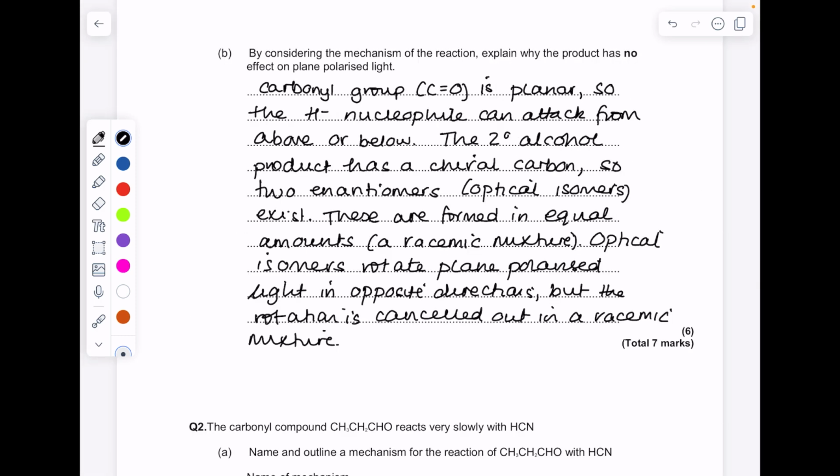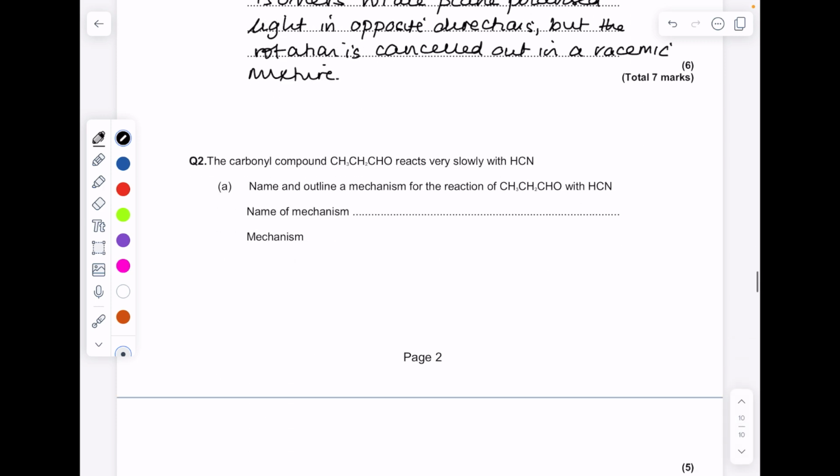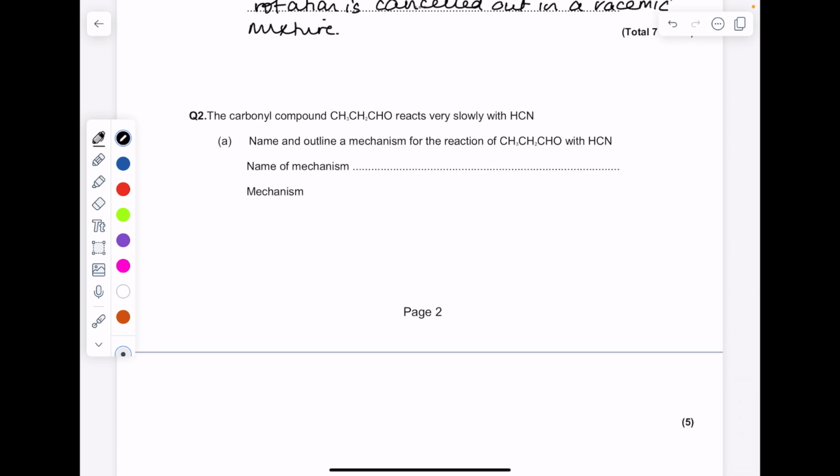Here's our full answer then, that will get us our 6 marks. The carbonyl compound, it's an aldehyde, I can see that straight away, reacts very slowly with HCN. Name and outline a mechanism for the reaction of the aldehyde with HCN. This is nucleophilic addition.